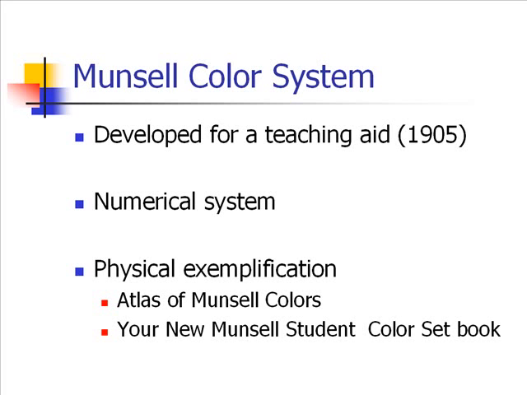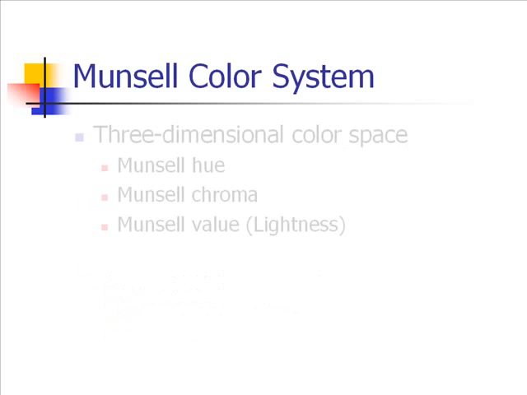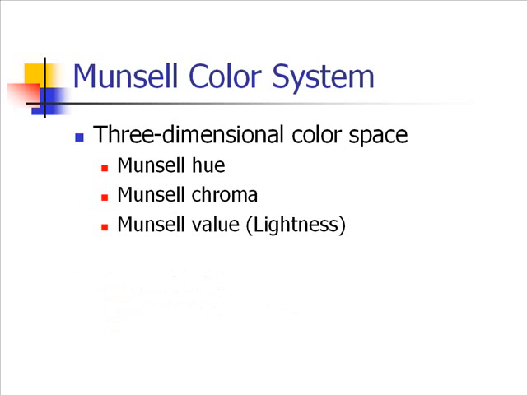Get your book or a book, but we're going to actually start looking at colors in terms of those three attributes that we mentioned: lightness, chroma, and hue. And put them in order. It's actually kind of interesting, kind of fun. We'll do that next time. The Munsell color system is a three-dimensional color space, and they call the different axes the Munsell hue, the Munsell chroma, and the Munsell value. In the Munsell system, instead of using the term lightness, they use the term value, but it means the same thing.